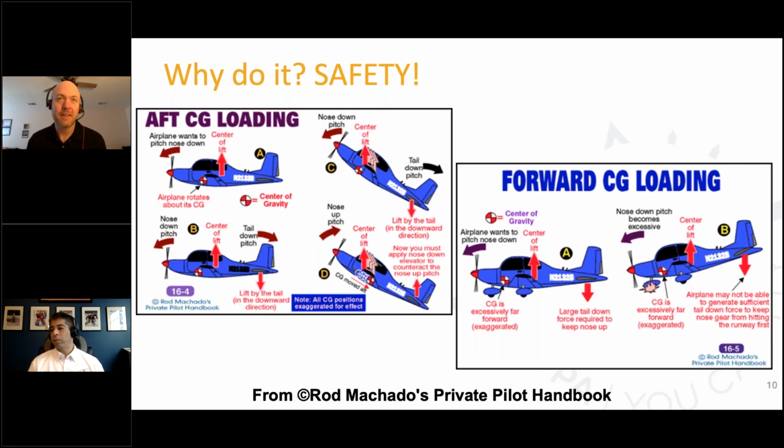So this isn't just in flight, right? There's a lot of things that come into play with this. And I think I mentioned earlier with density altitude, these things are even magnified in those situations. So really, safety is the number one here, but these things are both on the ground and in the air.